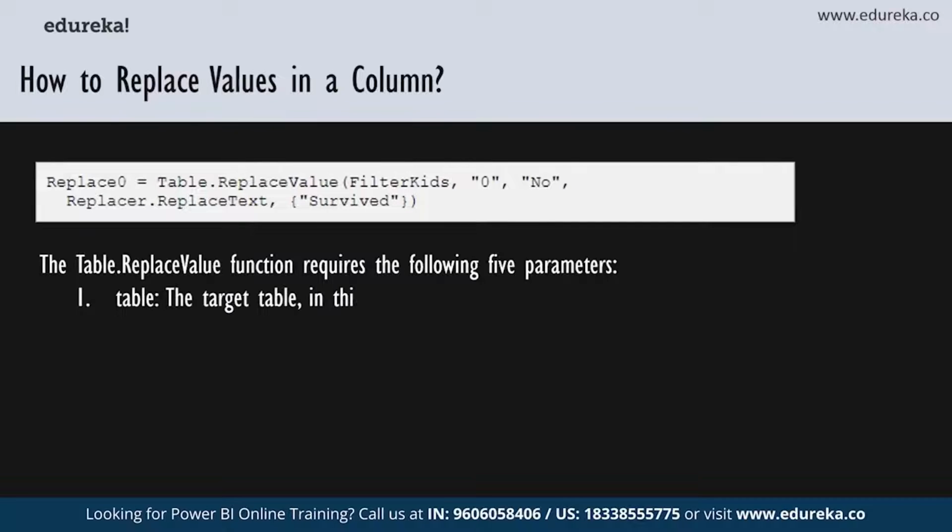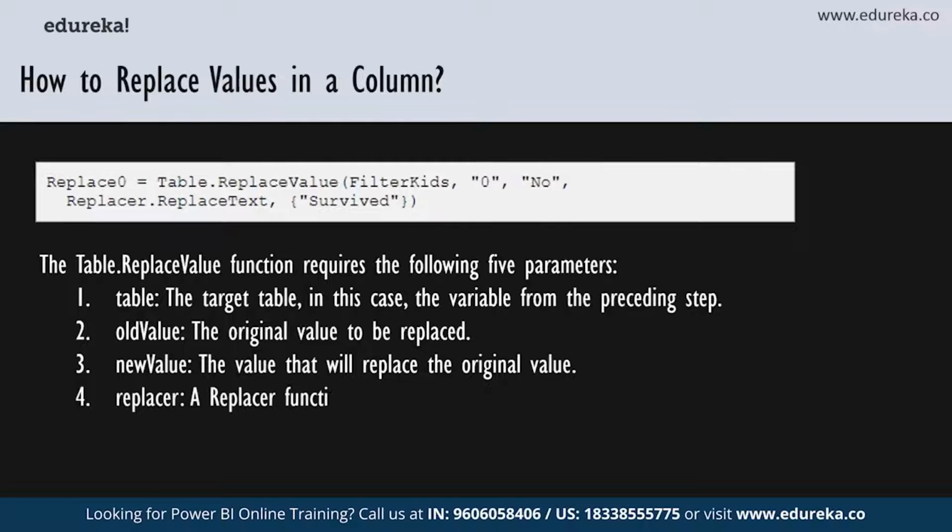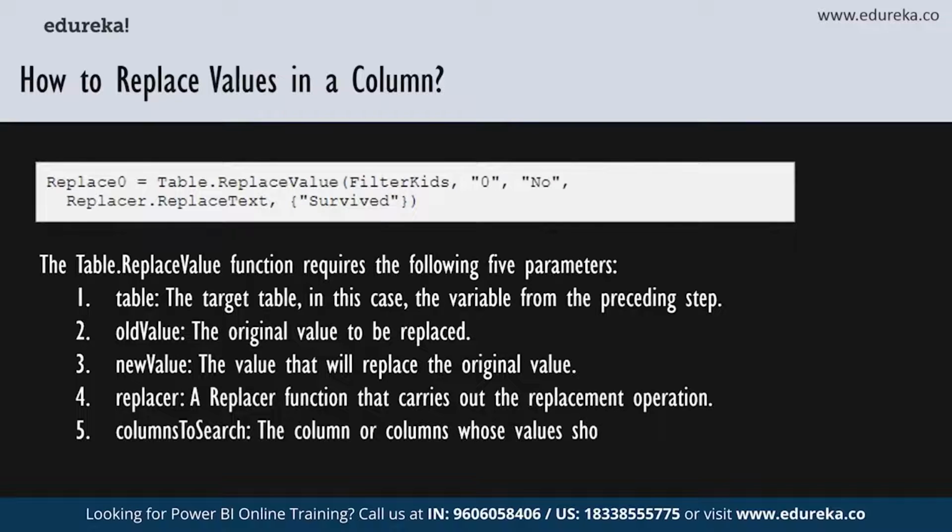Now, the table replace value function requires 5 parameters in total. First, you have the table, which is the target table, in this case, the variable from the preceding step. Second, you have the old value or the original value, which has to be replaced. Then you have the new value, which you will replace the old value with. Then you have a replacer that carries out the replacement operations. And finally, you have columns to search, the column or columns whose values should be replaced.